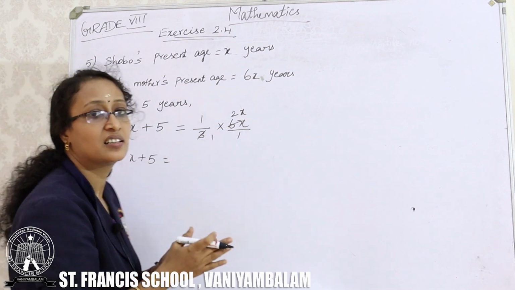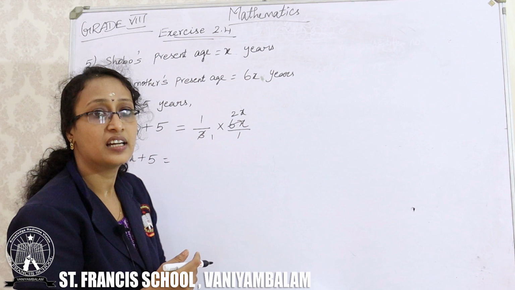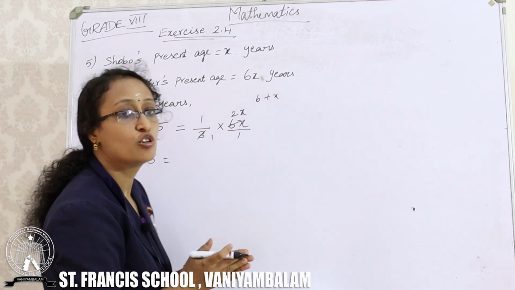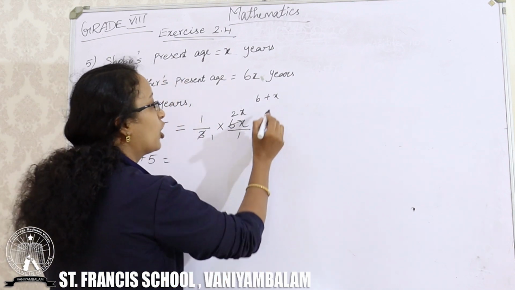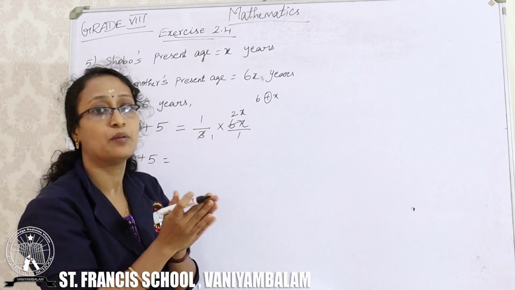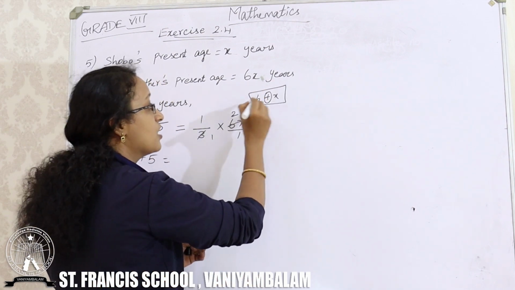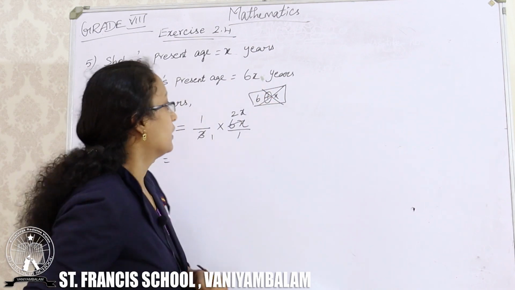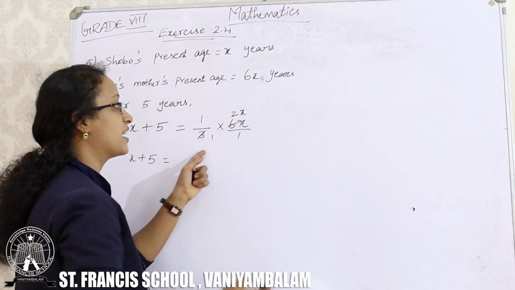Why are we cancelling this 6x? Because here 6 and x are in multiplication. Suppose you have 6 plus x, you should not cancel this 3 and 6. Why? What is the reason? Because there is an addition between the 6 and x. They are in addition, so you should not cancel this 6 and 3. If they are in multiplication, you can cancel this 6 and 3.